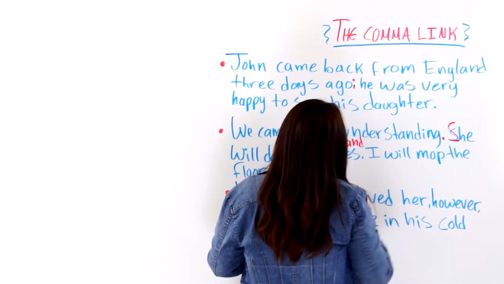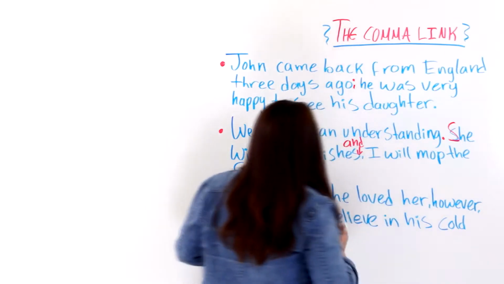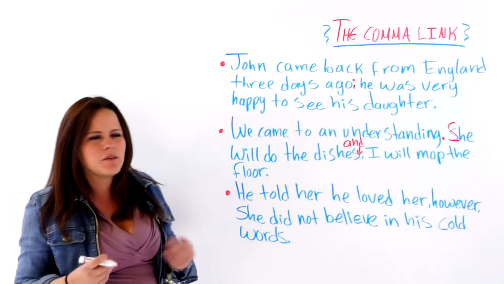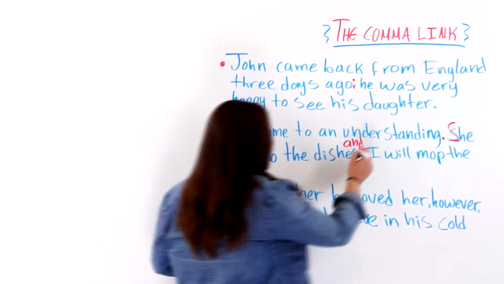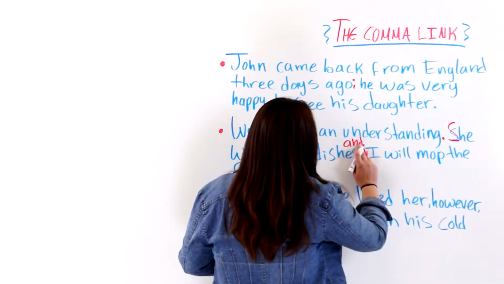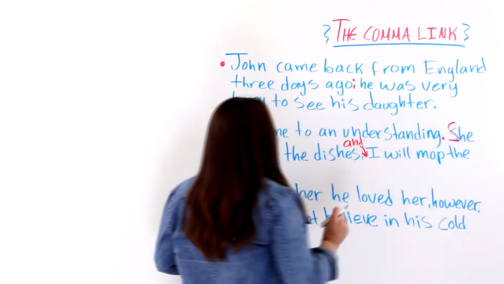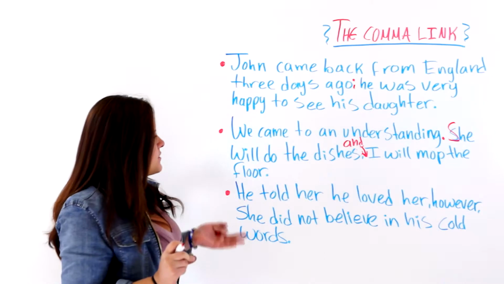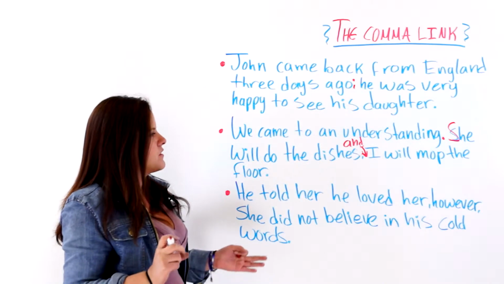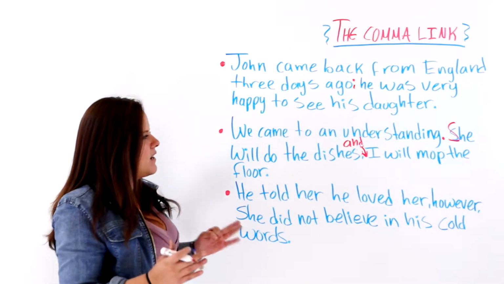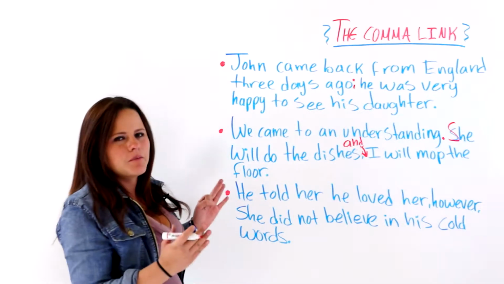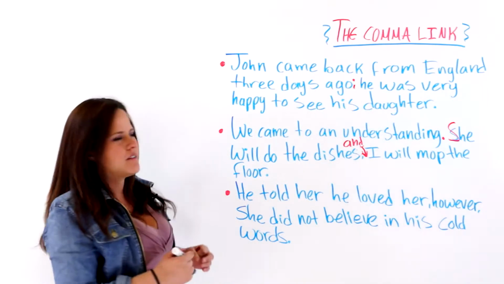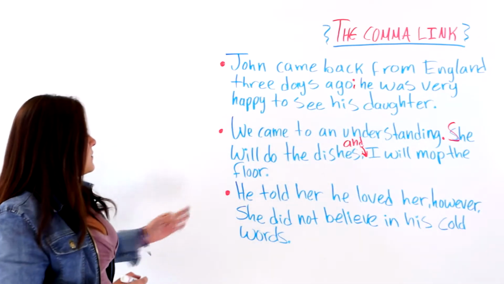So we are going to add a conjunction after the comma, so it makes sense. We came to an understanding. She will do the dishes and I will mop the floor. Now it's a perfect two sentences. All right? The next one.